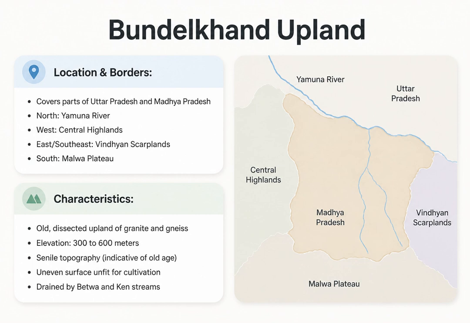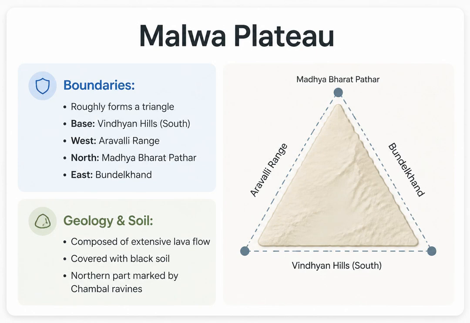Because of its extreme age, it exhibits what geologists call senile topography. River erosion from streams like the Betwa and Ken has rendered the surface highly uneven, making the land largely unfit for agriculture. Southwest of Bundelkhand lies the Malwa Plateau, which roughly forms a triangle. Its base rests on the Vindhyan Hills, with the Arauli Range to the west.